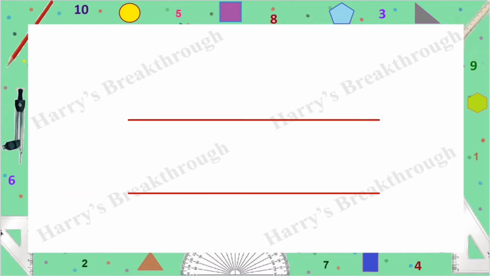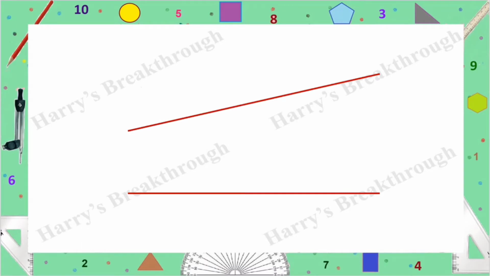Here we can see two lines. Are these lines parallel? For that, let's measure the distance between these two lines. If the distance between two lines is the same everywhere, then we can say that these two lines are parallel. If we check the distance, we can see that the distance is 3 centimeter on the left side and right side. So we can say that these two lines are parallel.